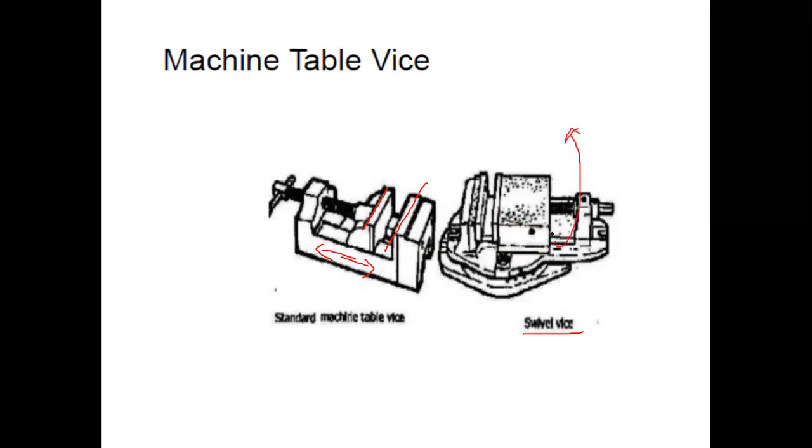So in this direction maybe you can rotate it, whatever the inclination is required, so that much inclination you can maintain on this. This is called the swivel vise, and this is the standard. Whatever you use in carpentry, this is the standard machine table vise. These vises are placed directly on the drill table or drill base.